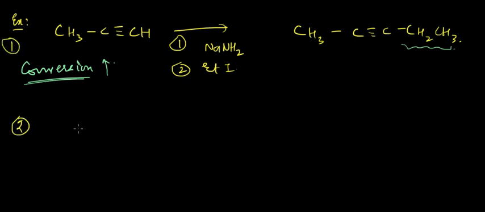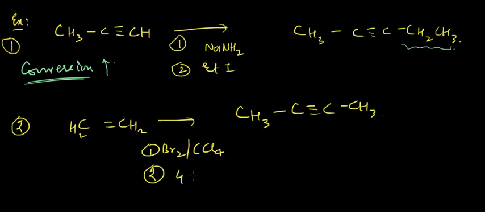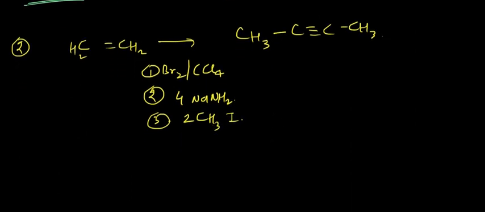In the second example we have something like a double bond. From a double bond we can actually create something like this. How can we actually do it? First, react it with Br2 in presence of CCl4. Second, do 4 moles of NaNH2. Third, do 2 moles of CH3I. And how does this take place? This is also an example of conversion in which we converted a double bond into a triple bond and substituted a CH3 on a triple bond.